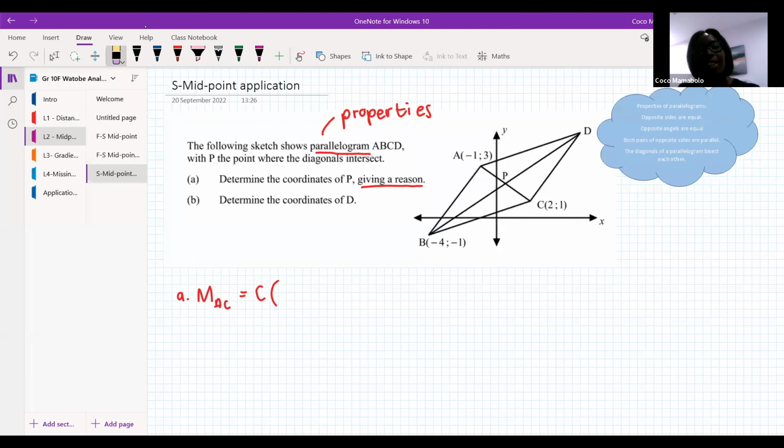So can you guys calculate P for me? The midpoint of AC. Give me an answer in the chat when you're ready. Put your answer in the chat for me when you're done, guys. Okay, and our reason for this one is that the diagonals bisect.